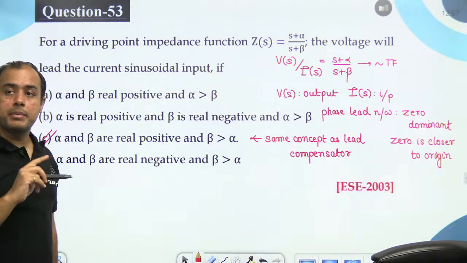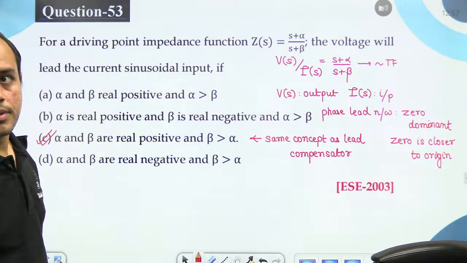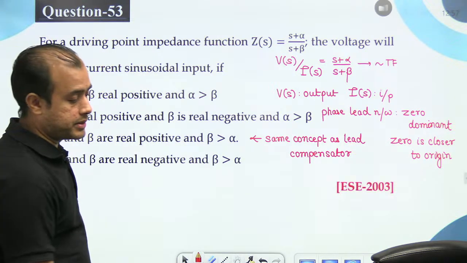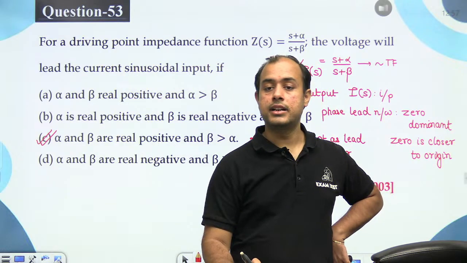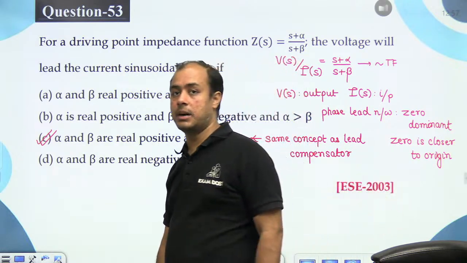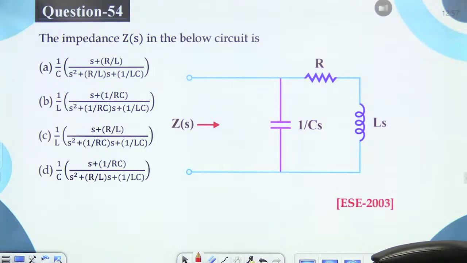तो इसीलिए अल्फा मैंने बोला है बीटा से छोटा होना चाहिए. Alpha and beta both are real positive but alpha is less than beta. समझे? कंट्रोल सिस्टम का कॉन्सेप्ट लग जाएगा यहां पे बड़ी इजीली. चलिए नेक्स्ट, ZS बता दीजिए भाई इसमें.